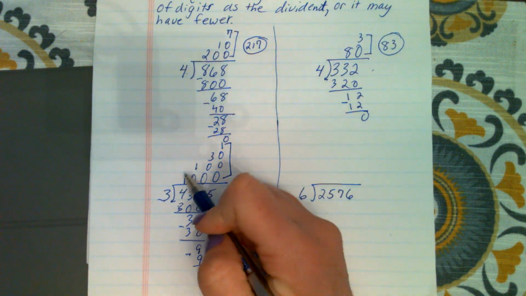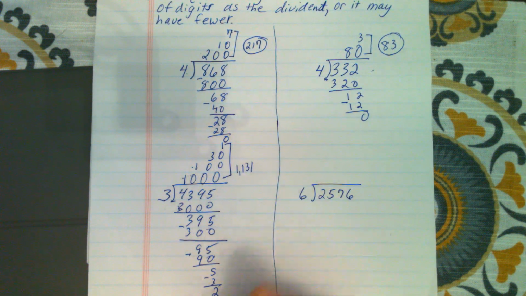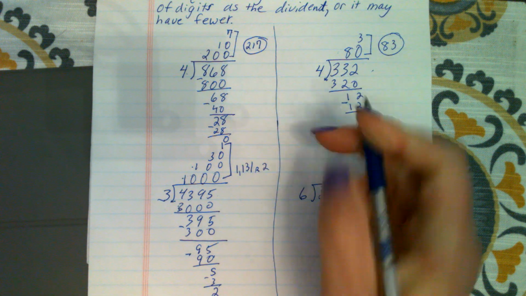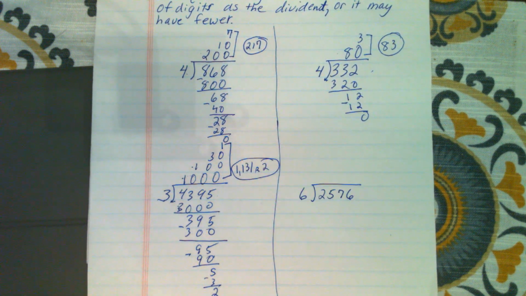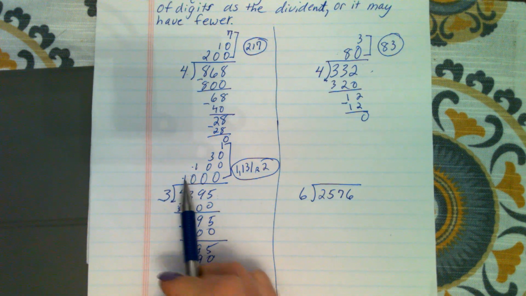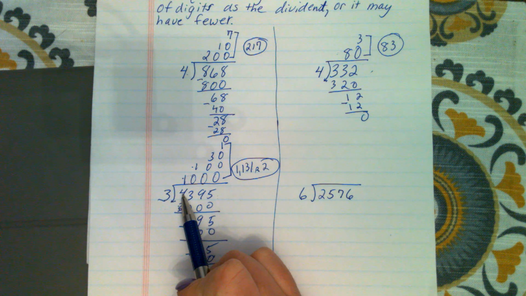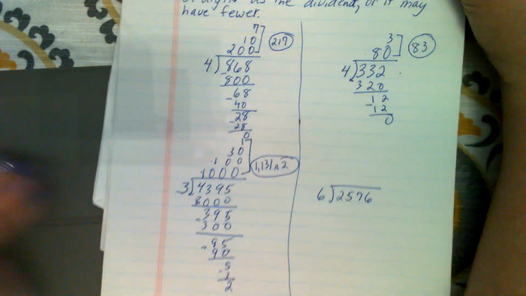To add them up, 1,131 with a remainder of 2. So this 4-digit dividend had a thousands multiplier, which means it ends up having 4 digits in the quotient, just the same number as the dividend. Okay, and how about our next problem?